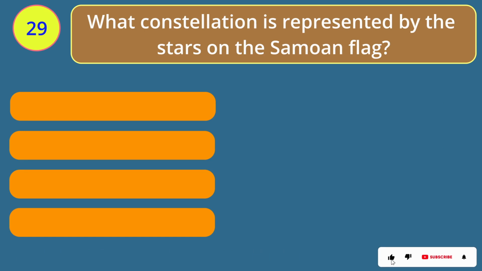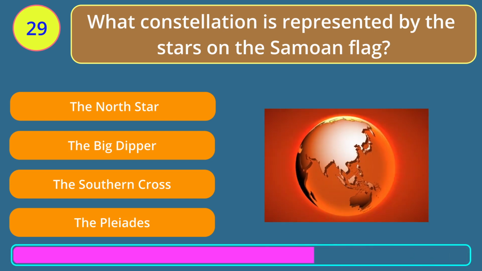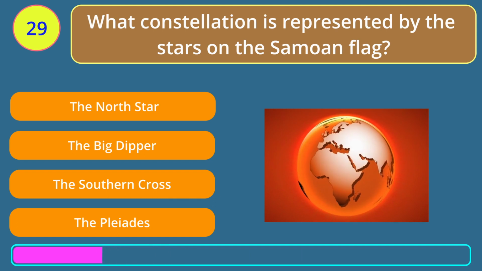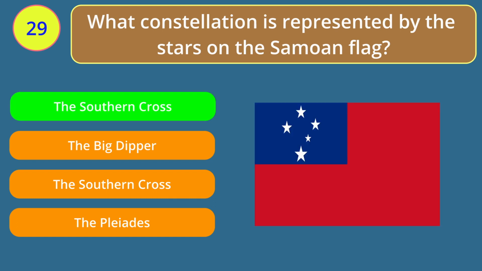What constellation is represented by the stars on the Samoan flag? The four options are the North Star, the Big Dipper, the Southern Cross, the Pleiades. The correct answer is the Southern Cross.